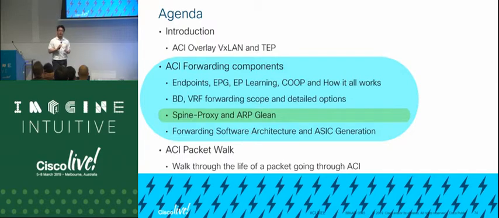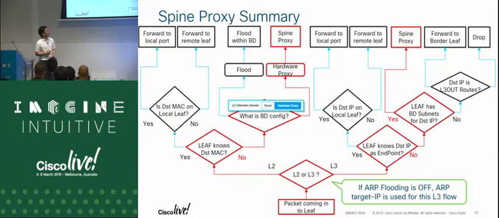Then we learned the endpoint learning, bridge domain, and VRF forwarding scope. So let's learn ACI specific component, spine proxy, and ARP glean. So this is the spine proxy flowchart. The red line is the scenario where we do the spine proxy. But this is basically a recap for what we just talked about.